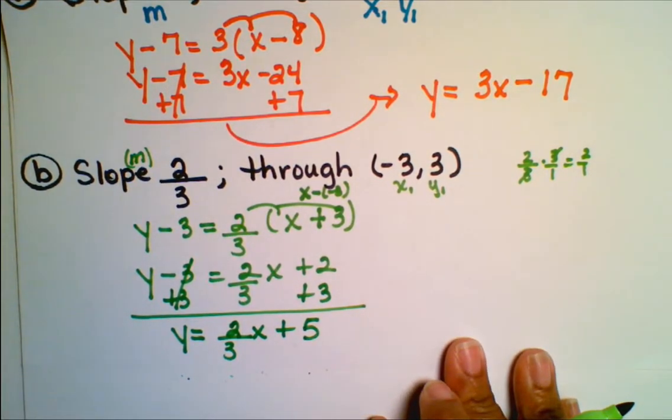So we have an equation that's in slope-intercept form. We use the point-slope formula to transform this information into an equation. And we see what's written here: y is equal to 2/3 x plus 5. One more example.